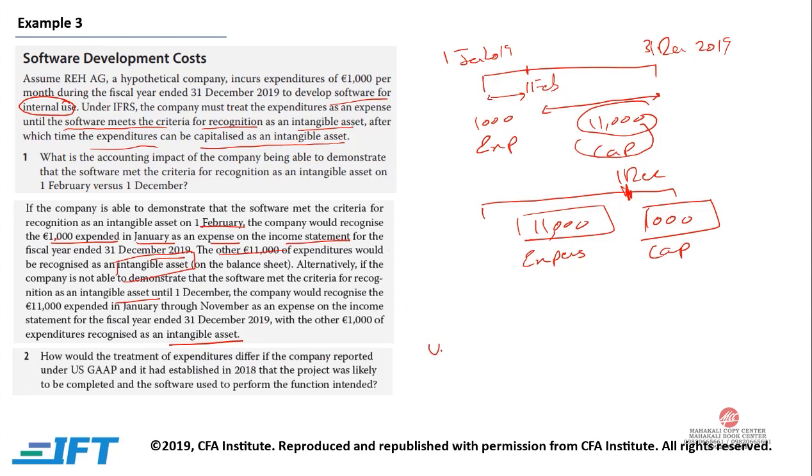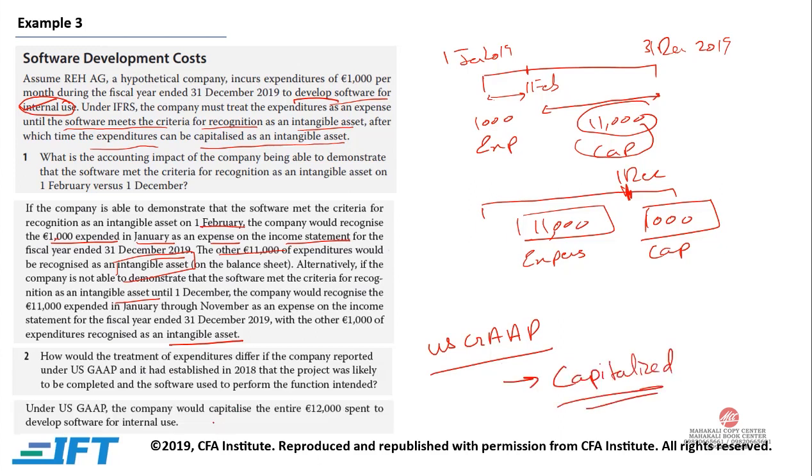Now, under US GAAP, if the software is developed for internal use, then it would be capitalized. That's the rule. So under US GAAP, the company would capitalize the entire 12,000 spent to develop software for internal use. So the entire 12,000 would be capitalized.